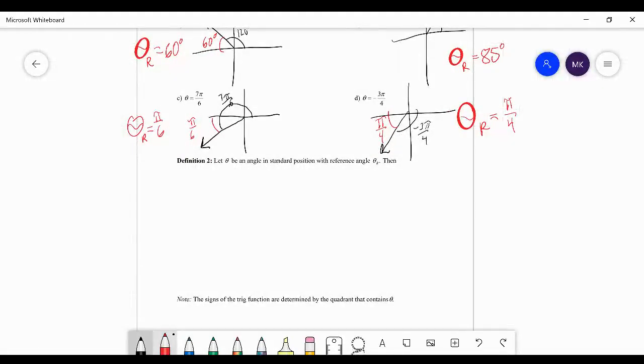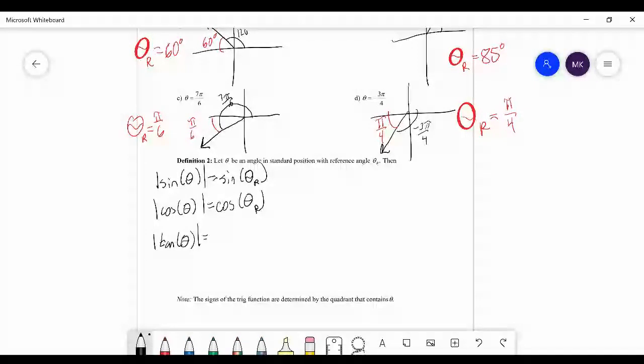Now, here's a cool little useful tidbit. If theta is an angle in standard position with a reference angle, theta sub r, then what we know is that the absolute value of the sine of theta is equal to the sine of theta sub r. Absolute value of cosine of theta is equal to cosine of theta sub r. Absolute value of tangent of theta is equal to tangent of theta sub r. And exactly similar with all of our other trig functions.